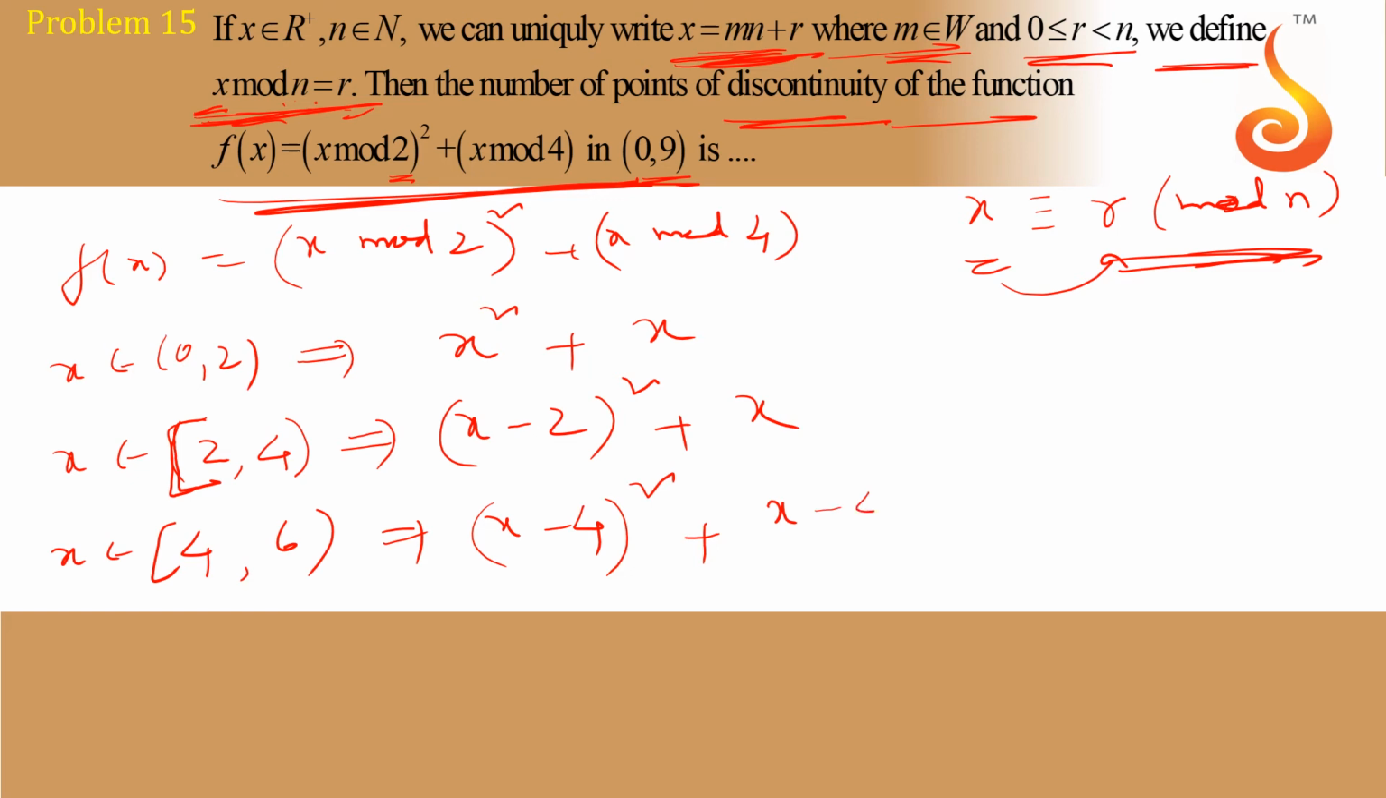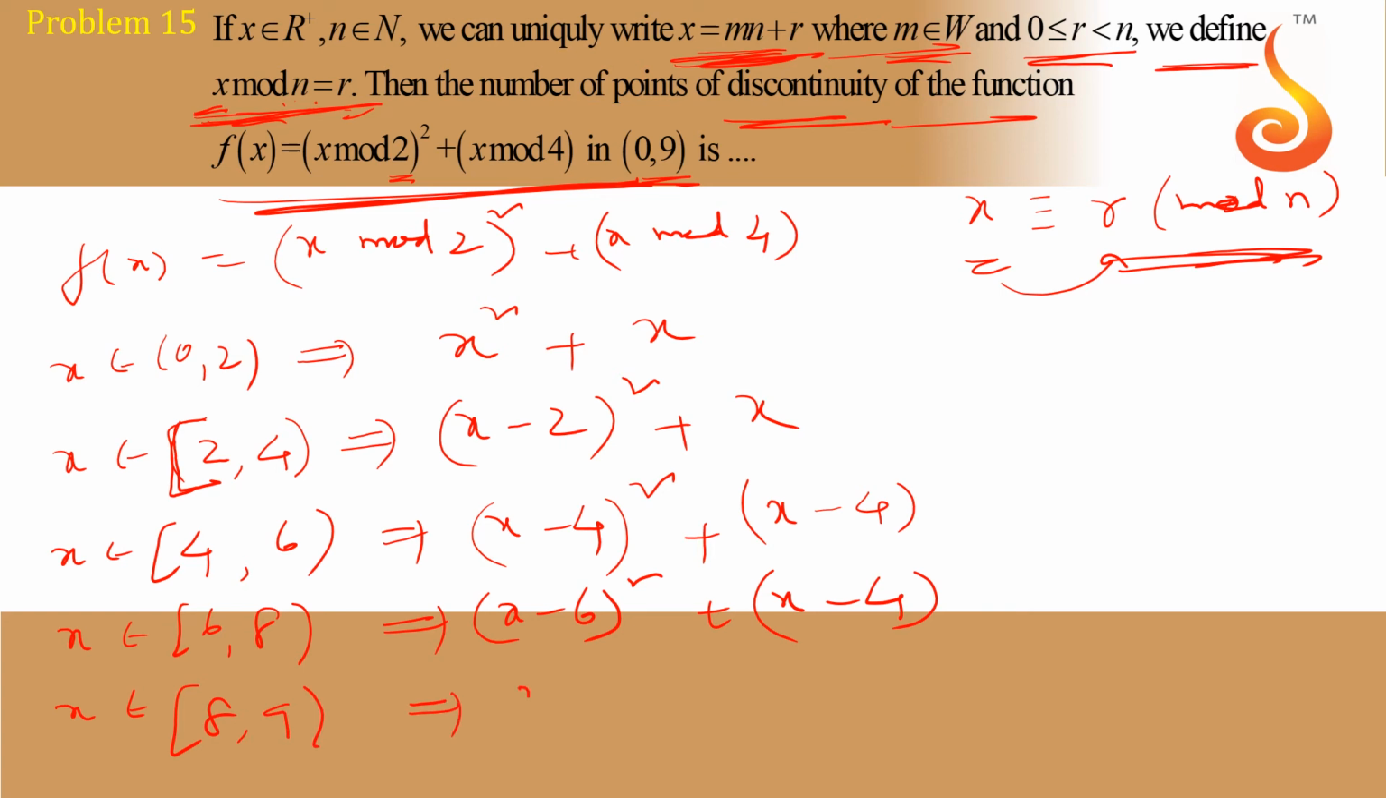It will become x minus 4 from 4 to 6. You can check. Suppose if you take x equal to 5, 5 mod 4 will be 1. That is nothing but 5 minus 4. So x belongs to closed 6 to 8 open, then I can say (x minus 6) whole square plus x minus 4. Then x closed 8 to open 9, because up to 9 only we are asking. Then it will be (x minus 8) whole square plus x minus 8.